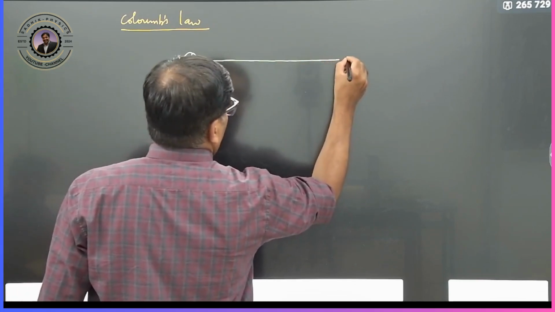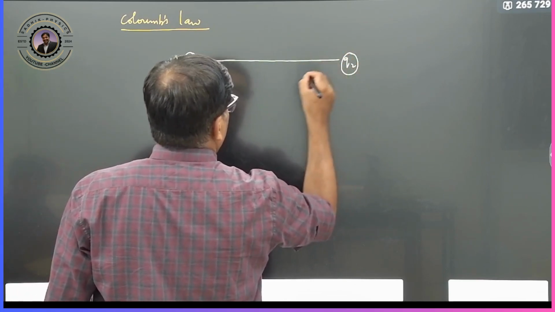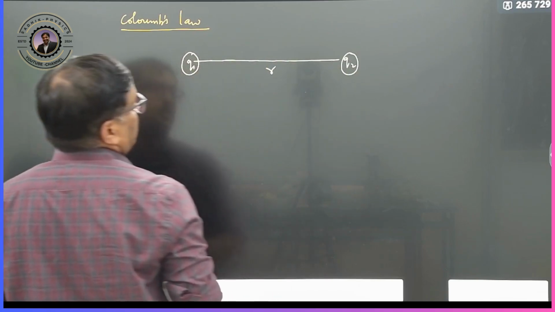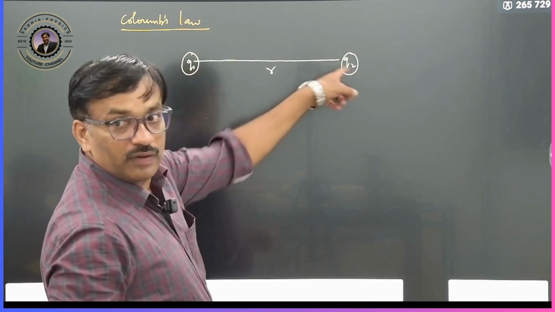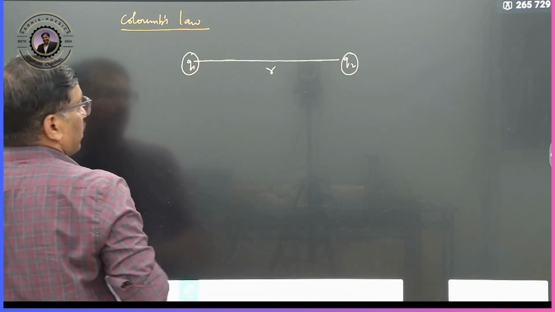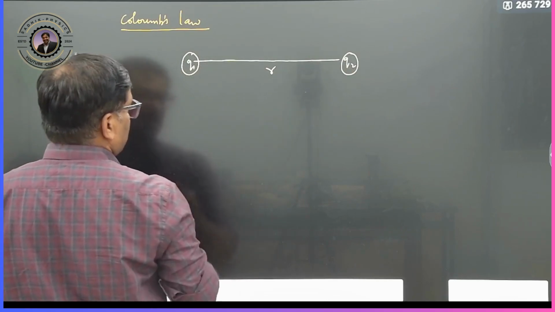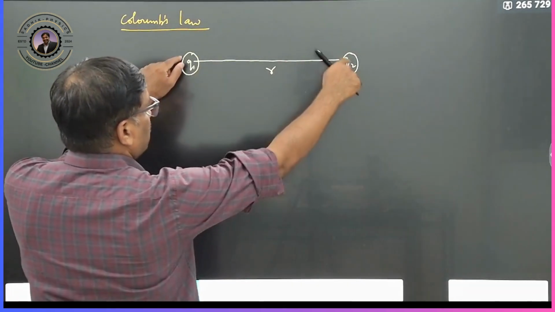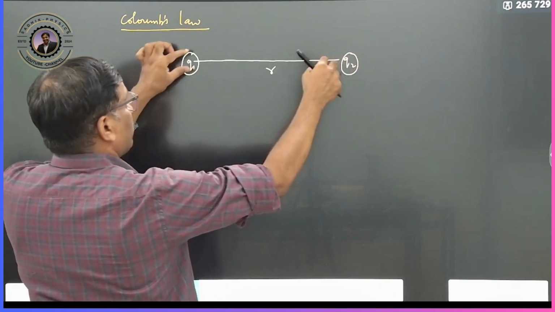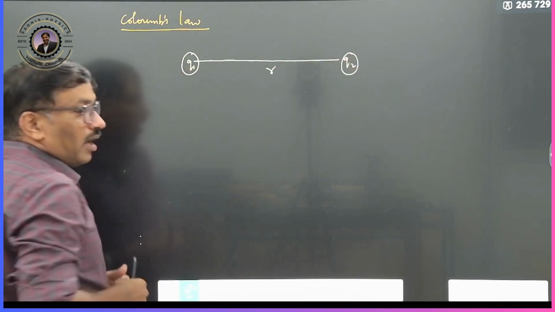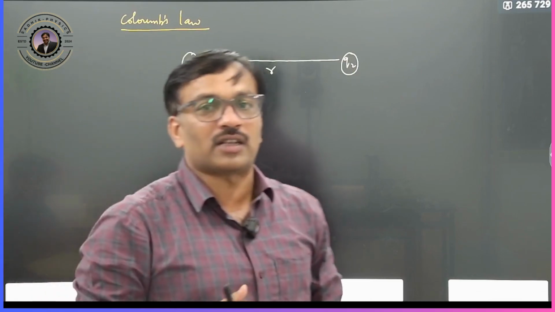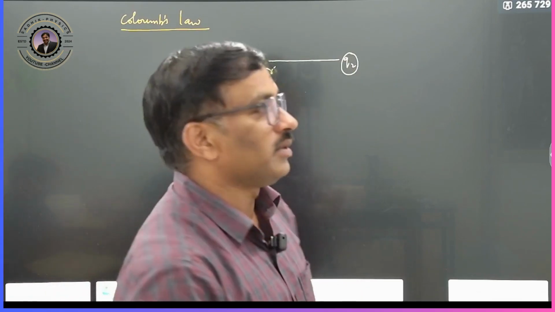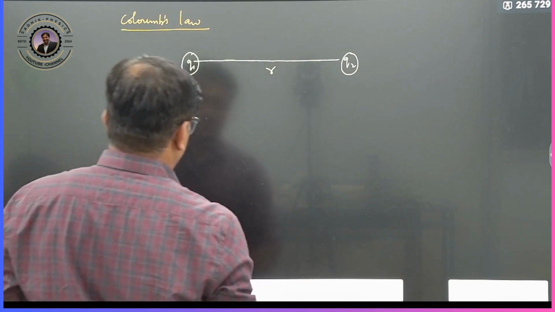So one more charge we will take now, q2. These two are separated by a distance r. We are taking point charges only. So they are separated by some distance. The force of attraction depends on the charges: if both are positive charges, they repel each other. If one is positive and one negative, they will attract each other. Always identify the direction of the force by seeing whether the charges are positive or negative.